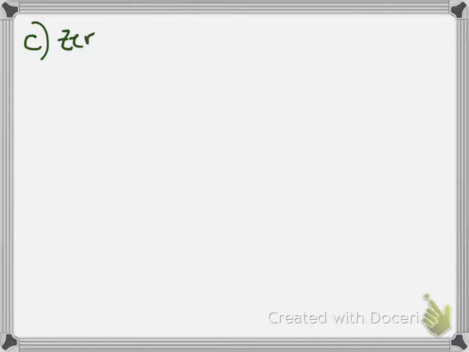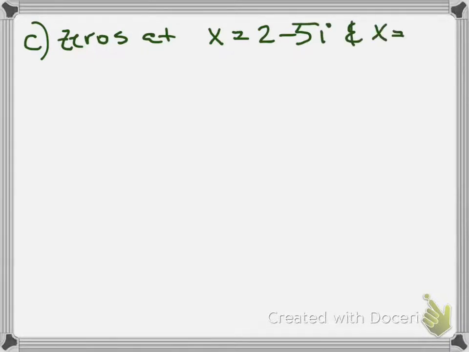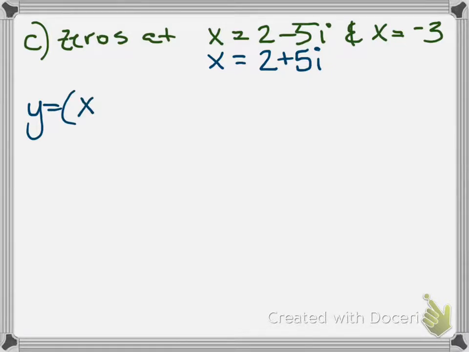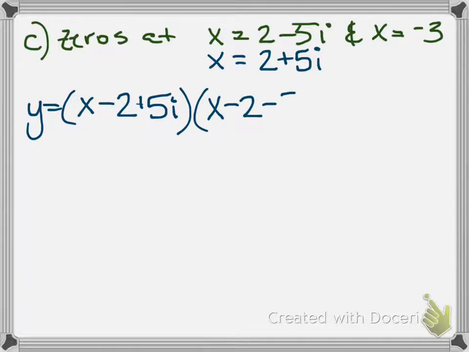So zeros at x equals 2 minus 5i and x equals negative 3. So remember, 2 minus 5i also has a zero at 2 plus 5i. Okay, so let's do the equation. x minus 2 minus negative 5i, that's plus 5i, times x minus 2 minus 5i, times x plus 3.